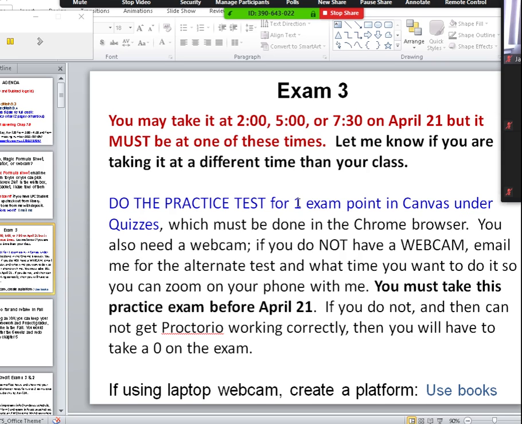The practice test is under quizzes in Canvas. It's one of your points. You have 100 points for your exam, and that's one of your points. You have to do it in the Chrome browser, and do it before April 21st, because we need to figure out if you have a problem beforehand. Angel, do you have a question?